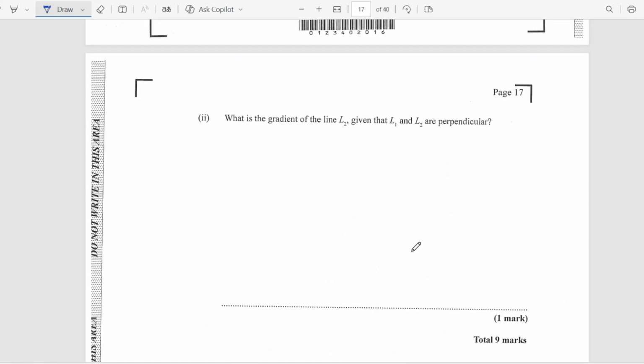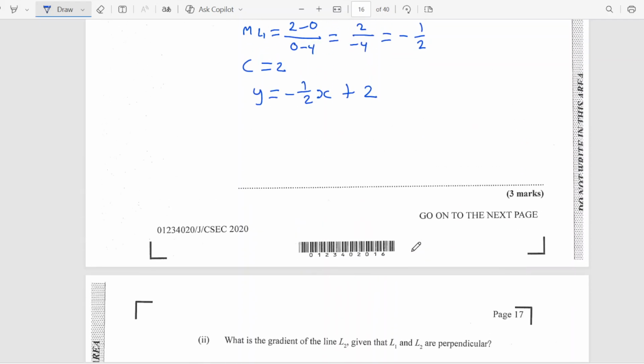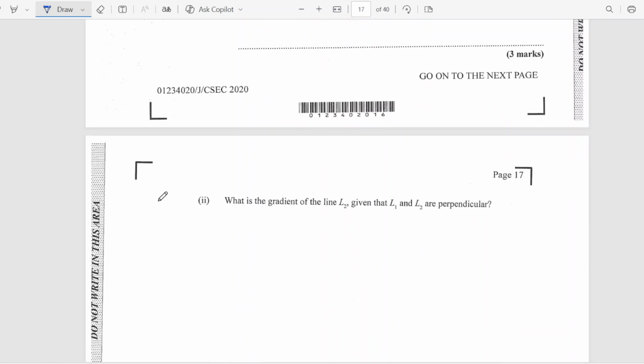Right, last part. What is the gradient of line L2 given that L1 and L2 are perpendicular? So the gradient of L1 is what? Negative a half. So the gradient of L1 is negative a half. So what is the gradient of L2?